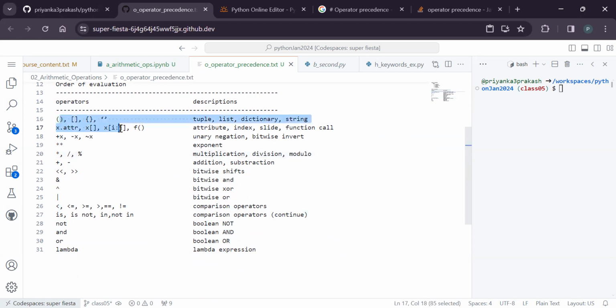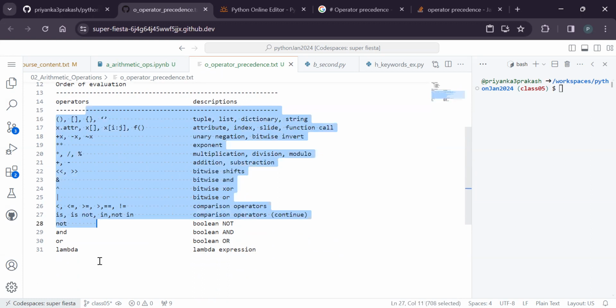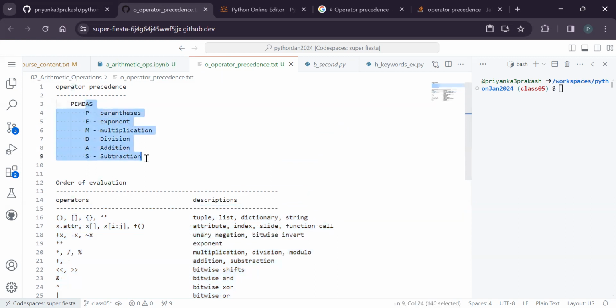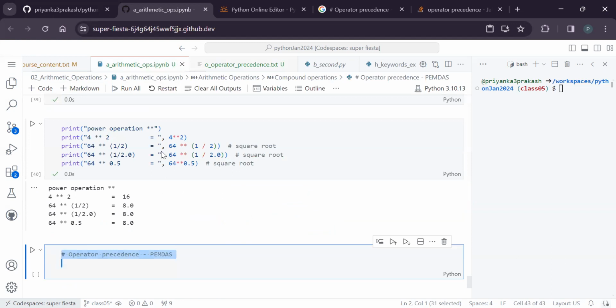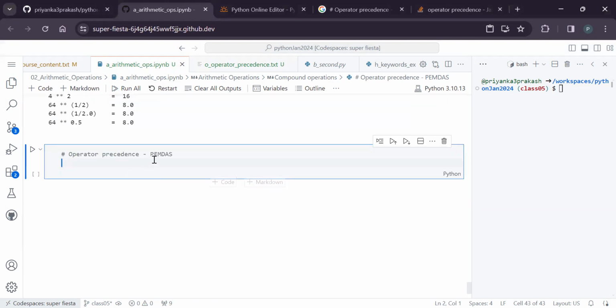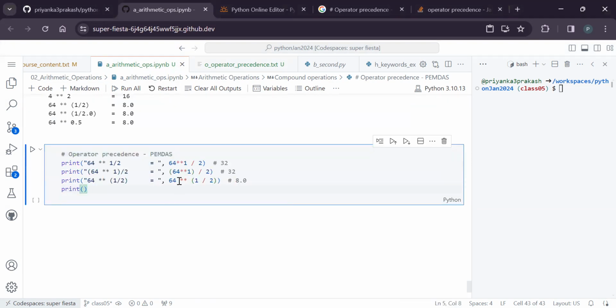The order will basically be first to last, left to right, top to bottom. By default at this stage, you can see this PEMDAS. If you see your operations, they will follow this rule. To understand how it follows these rules, if I take this example, you will understand.